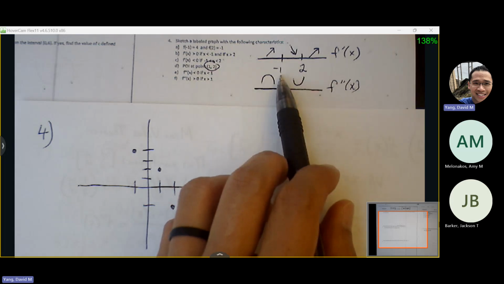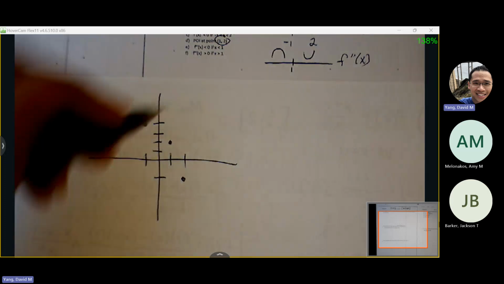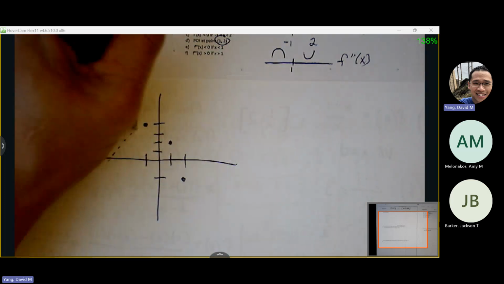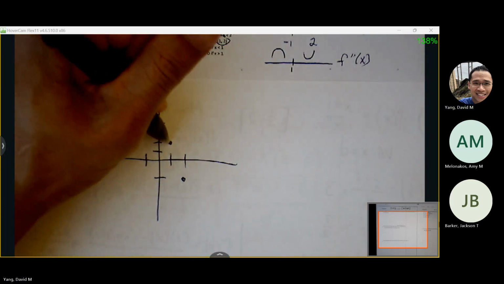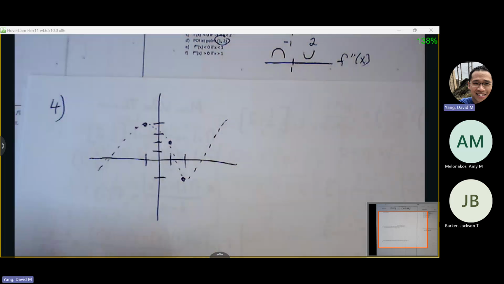I want a relative max at -1. I want a relative min at 2. And I want the graph to go through these points. So I know my graph is going to follow along this path. We're not going to veer too far from this path. So this is giving us a blueprint for our graph.